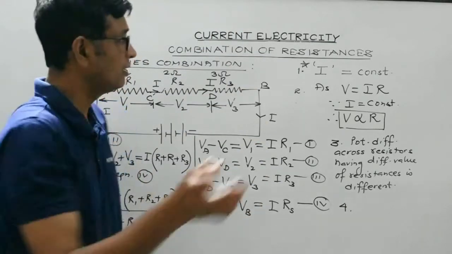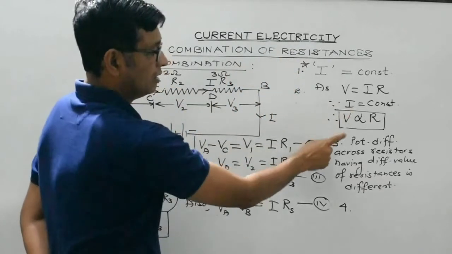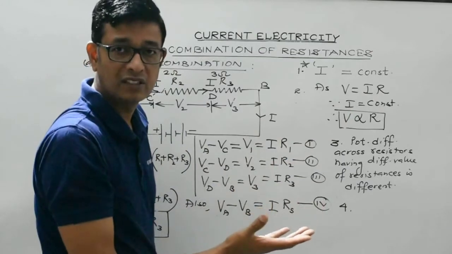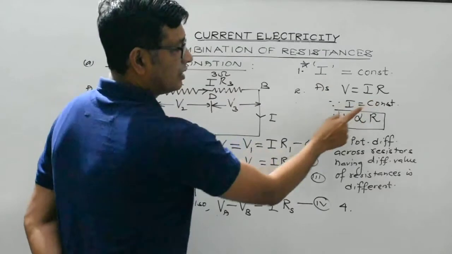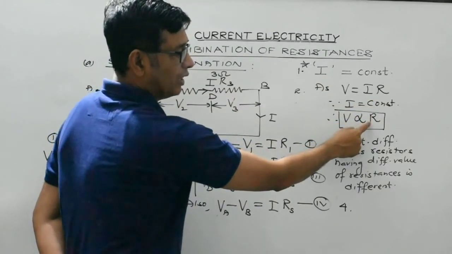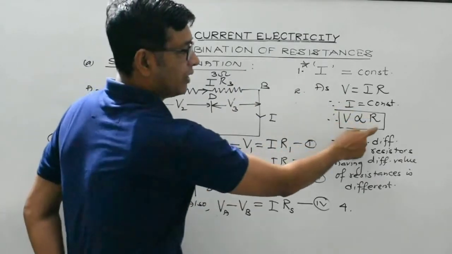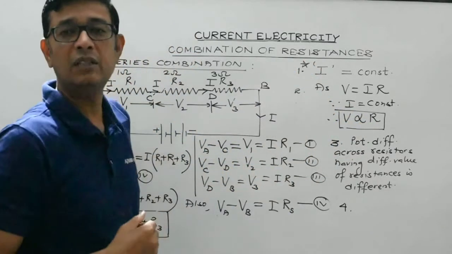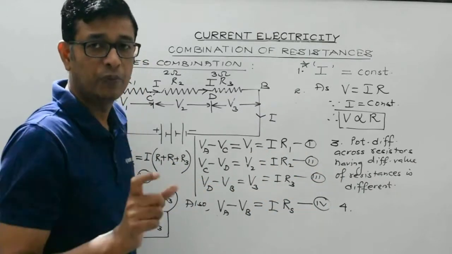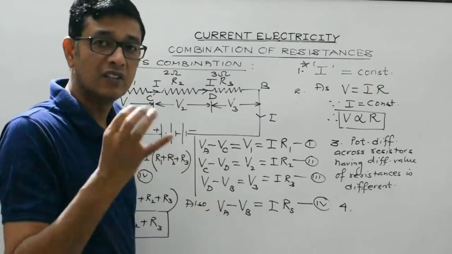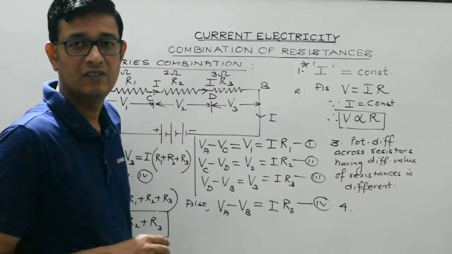In the series grouping, current flowing across each of the resistors should remain constant. The potential difference across different resistors having different values of resistance would be different. Since current is constant, therefore, the higher the value of resistance, the more will be the potential difference across that particular resistor. And the smaller the value of resistance, the lesser will be the potential difference across that resistor. And last step, in the series grouping, the equivalent resistance is greater than the maximum of the given value of resistance in the network. Right, students?